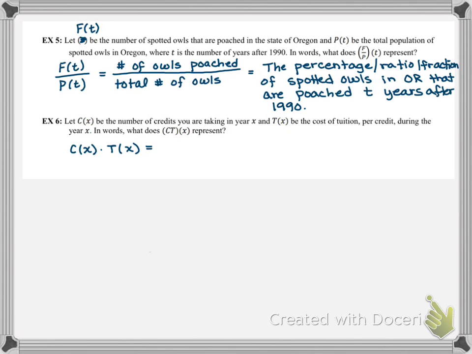Okay, Savannah, what does C of X represent? Number of credits you take per year. So number of credits. And then Colton, what about T of X? That's the cost of tuition per credit taken per year. Yes, good. So the cost per credit.